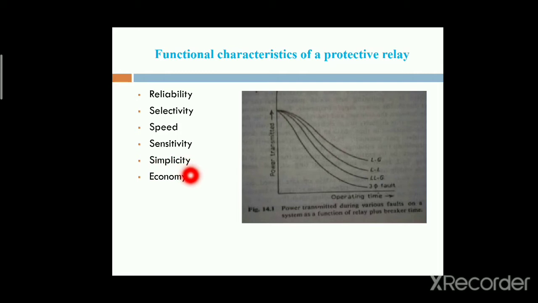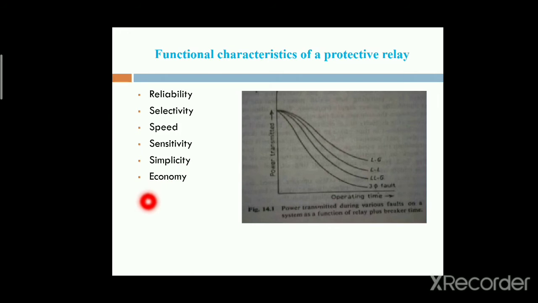Next one is the simplicity. The relay system should be so simple that it can be easily maintained. The relay system should be so simple that it can be easily operated. Next one is the economy.